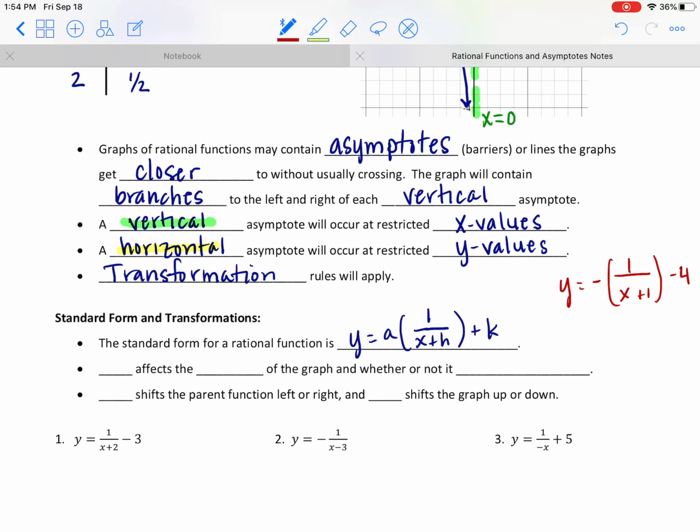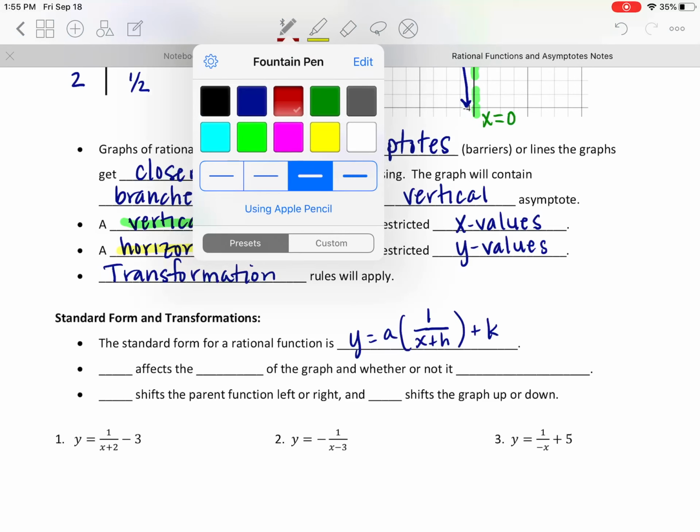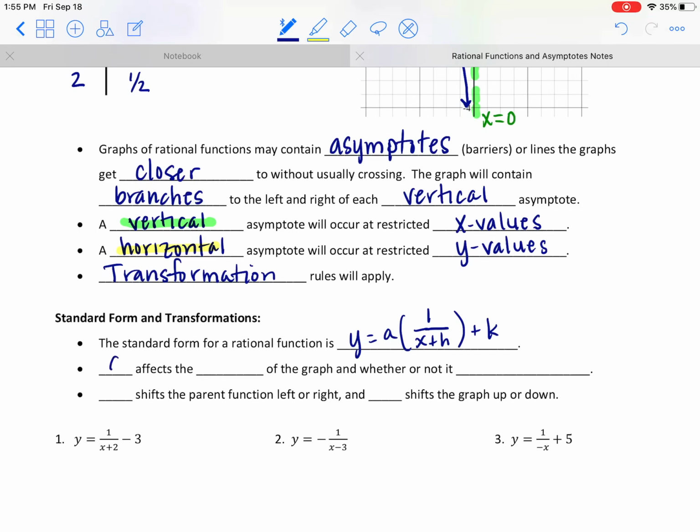Well, we should know, based on the transformation rules that we talked about in that first module, what those things are going to do. So hopefully remember what the negative does, what adding 1 to the function does, and what subtracting or adding 1 to x does, and what subtracting 4 from the function does. So let's do a little tiny recap here.